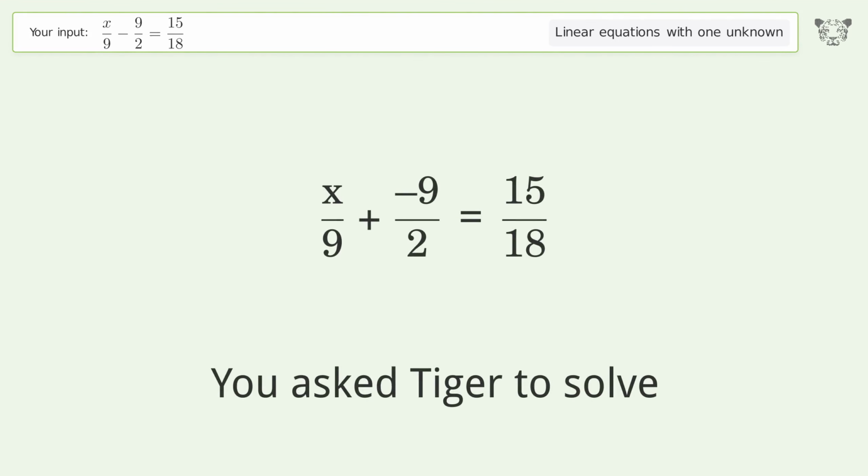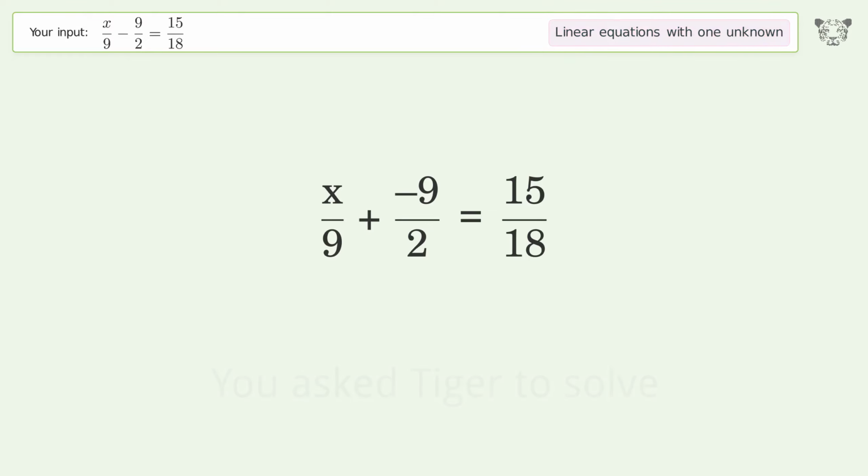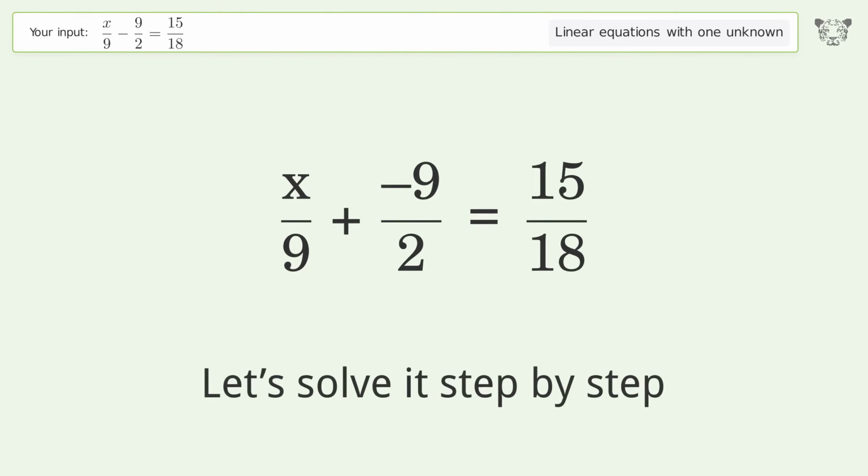You ask Tiger to solve. This deals with linear equations with one unknown. The final result is x equals 48. Let's solve it step by step.